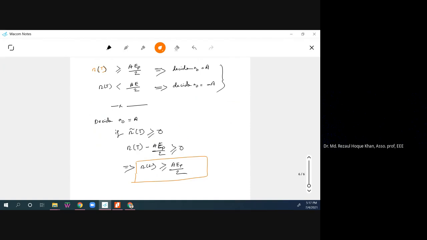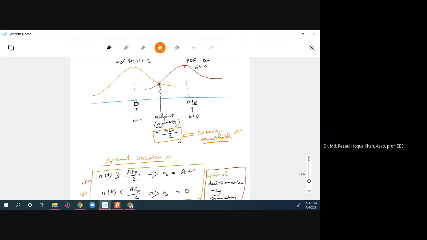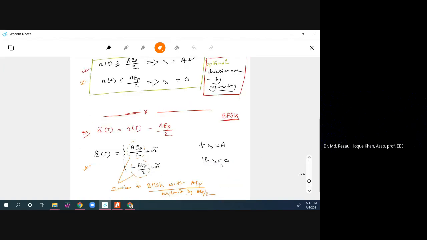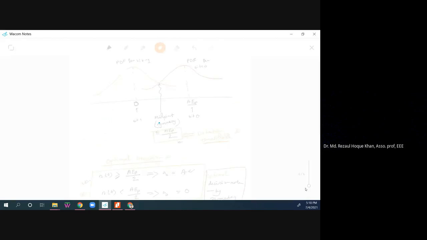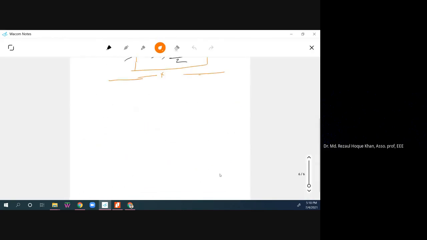Now this is our decision rule. We finalize the decision rule. Now we would like to know the bit error probability, or probability of error, similar to the BPSK case, where we will use the condition that A E_p is replaced by A E_p by 2. So what is the probability of error? Bit error.